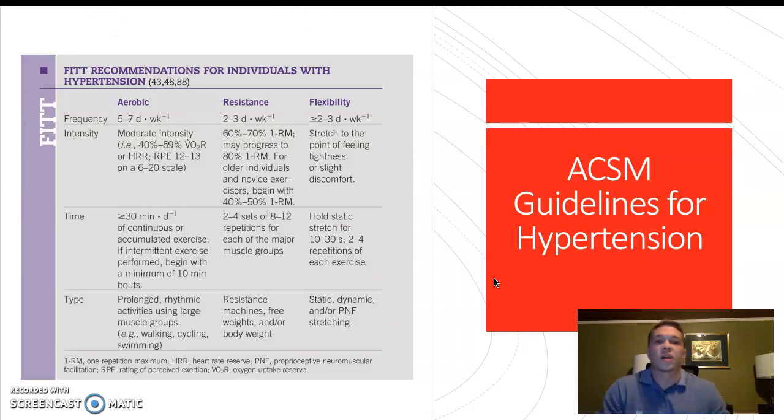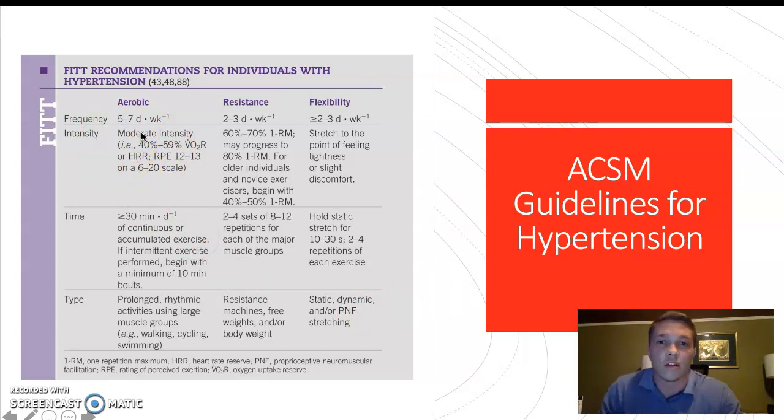So here we have the ACSM guidelines for hypertension. This is just to get an idea of what somebody with just hypertension would do, just as a baseline for where to start, minus his AFib. So we're going to do aerobic exercise 5 days a week with George. Probably have him do 3 days a week resistance training, and we'll do flexibility 2 or 3 times a week. Start him at a lower intensity for all of these, for the reasons that we said before. And we're going to try to get him to do at least 150 minutes of exercise a week for his aerobic fitness.